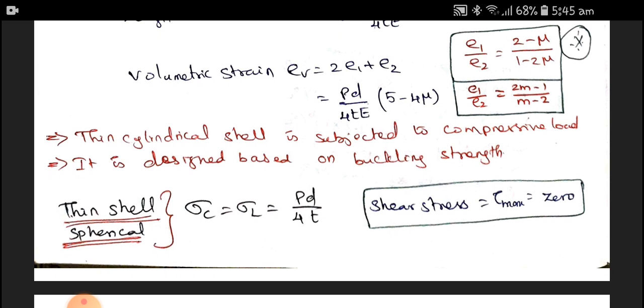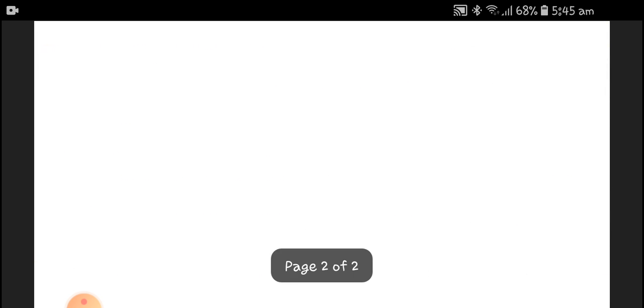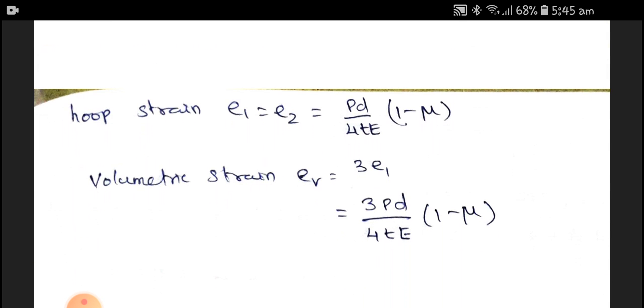Here the volumetric strain eV is equal to 3 into e1. We know that the hoop strain or longitudinal strain e1 is equal to e2, which is equal to pd by 4tE into (1 minus mu). Here eV is equal to 3 times e1, therefore 3 into pd by 4tE into (1 minus mu). So that is all, my friends.